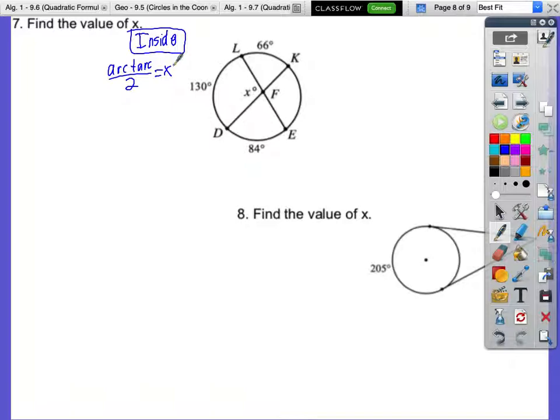What's one of our arcs going to be? 130. It's its own intercepted arc. Do we know our other one right now? No, but we can find it by adding these three up and subtracting from 360, correct? So what do 66 plus 130 plus 84 add up to be? 280. I got 280.